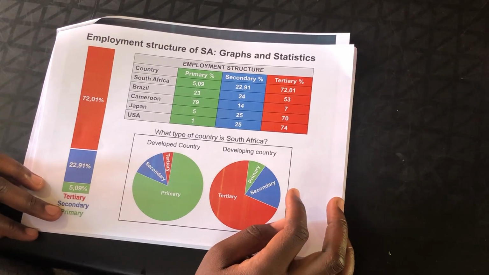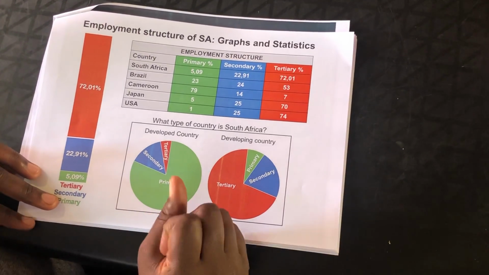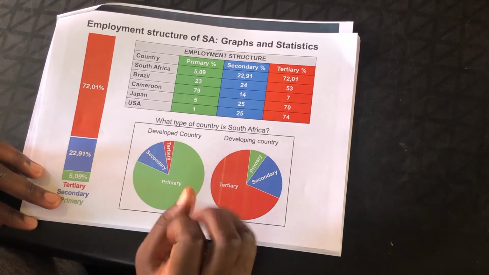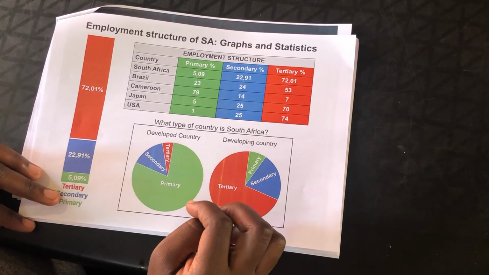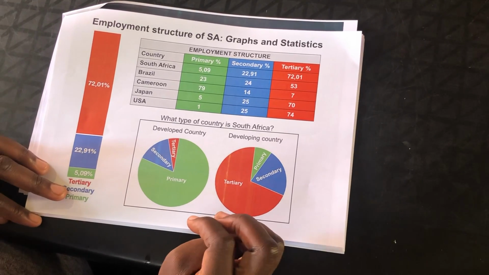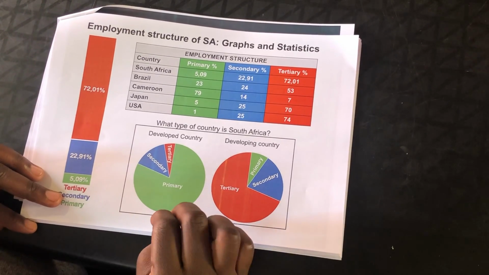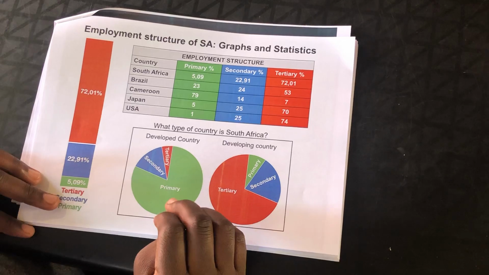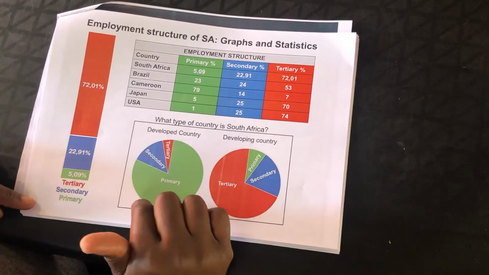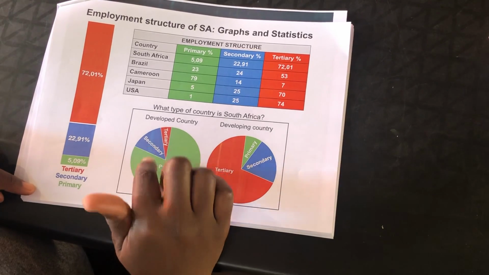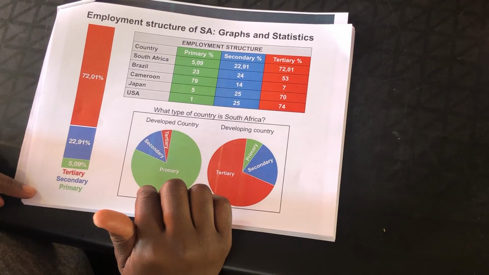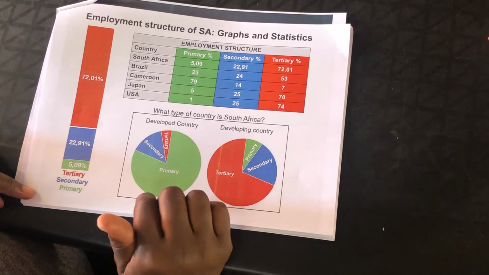It is very important to take note that whenever we look at economic geography, we must be able to identify what is a developed country, what is a developing country. Usually when it is a developing country in regards to economic sectors, we have more primary activities dominating that particular country. A little bit of manufacturing and a little bit of tertiary.